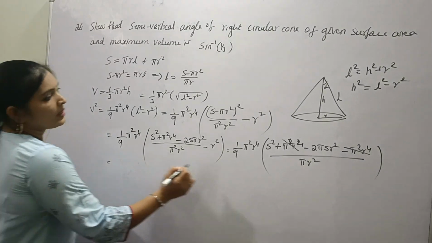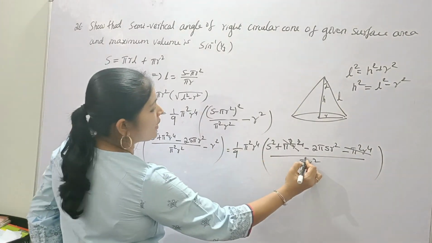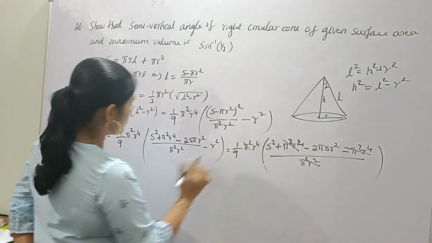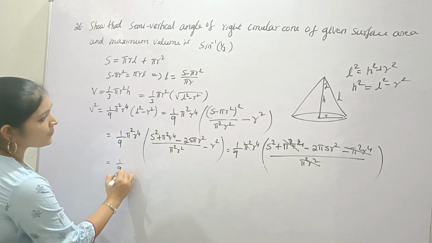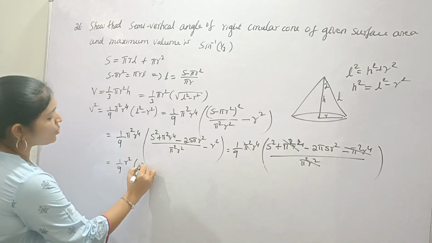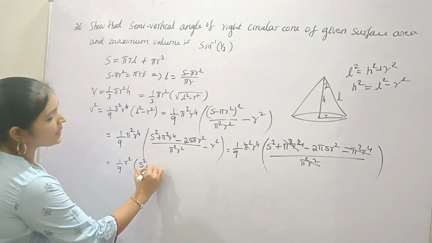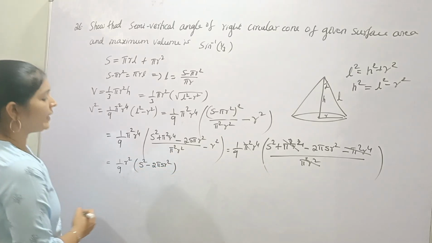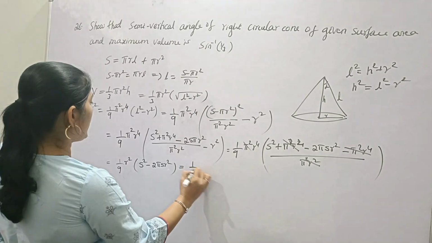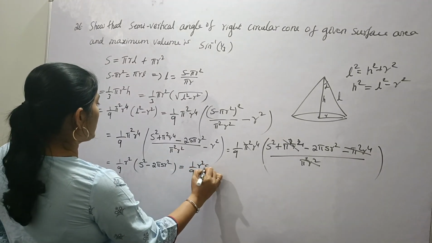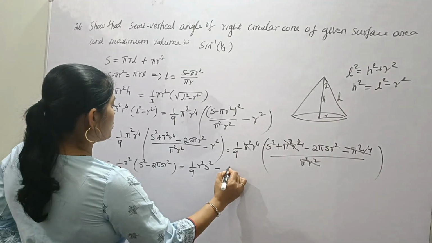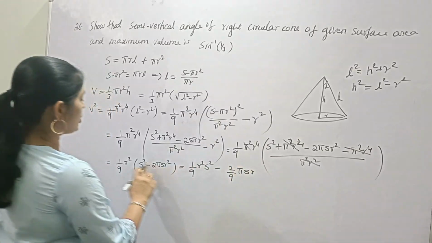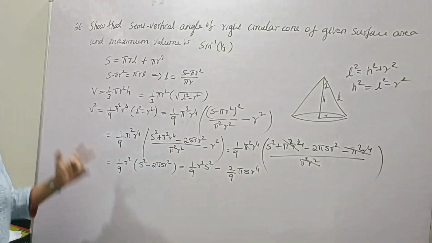So the pi square R square in the numerator and denominator also cancel. Then we get 1 by 9 R square into S square minus 2 pi S R square. That is equal to 1 by 9 R square S square minus 2 by 9 pi S R raised to 4. It is our V square.